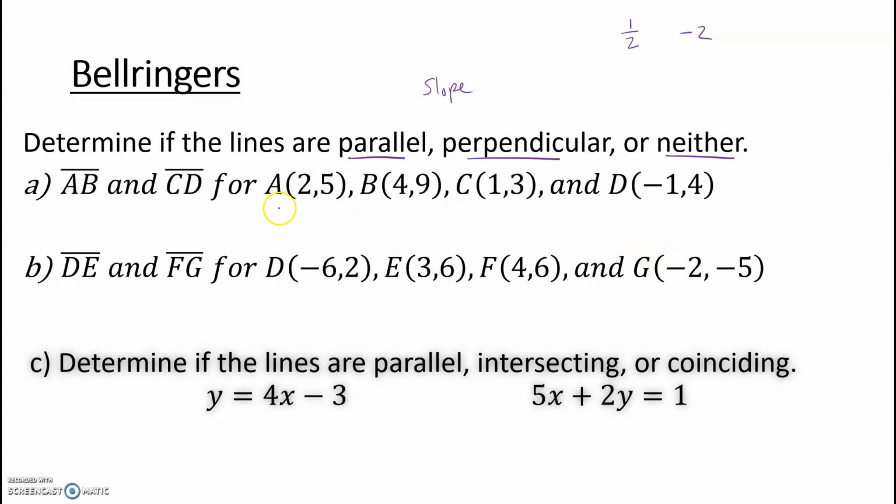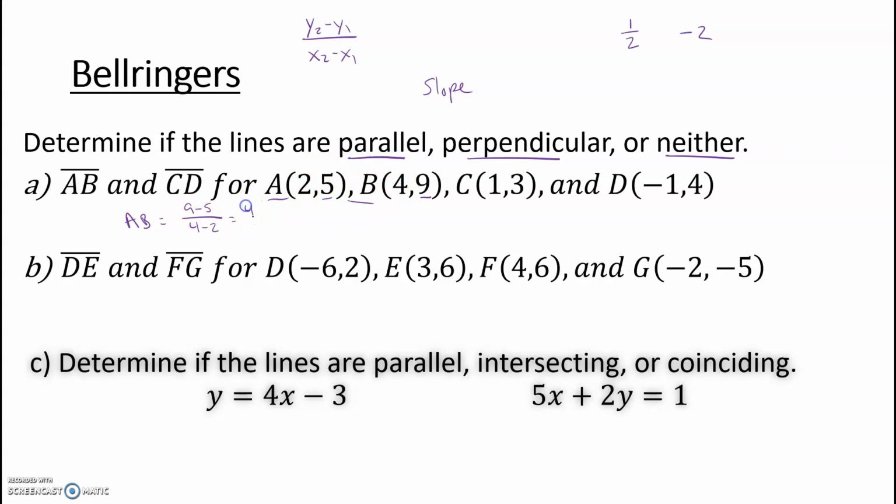So let's start with slope. Remember your formula for slope is y2 minus y1 over x2 minus x1. Rise over run. So for AB, let's start there. Your slope is y2 minus y1, so 9 minus 5. And then keep the same order. So we did 9 minus 5. We're going to do 4 minus 2.